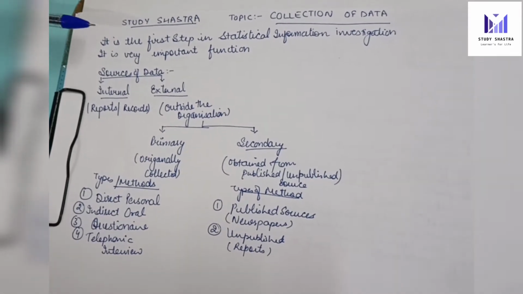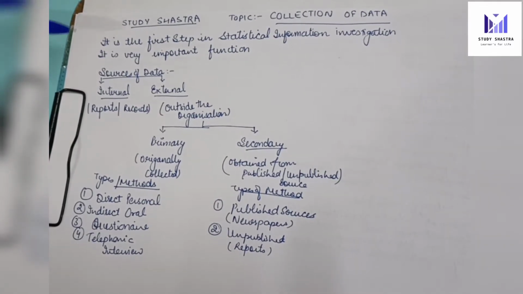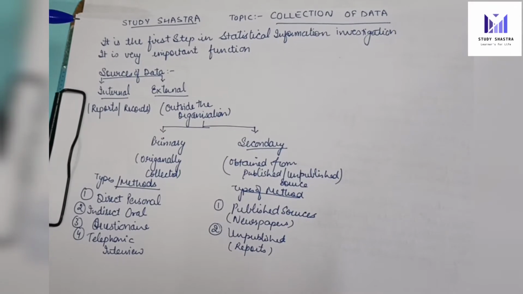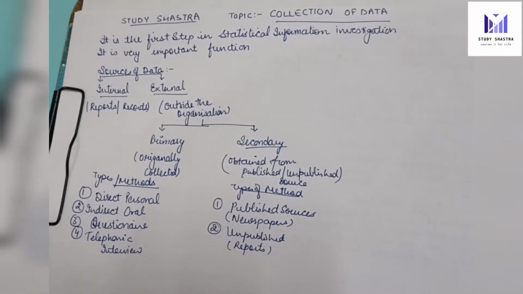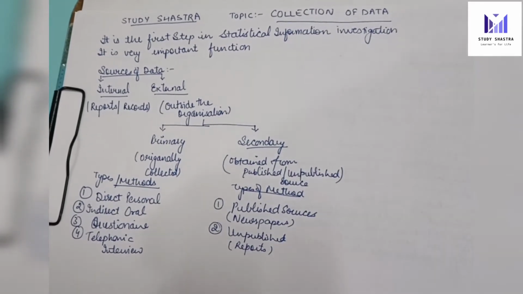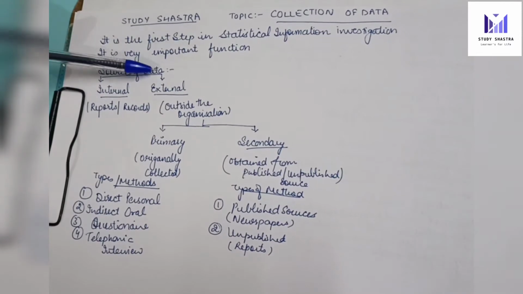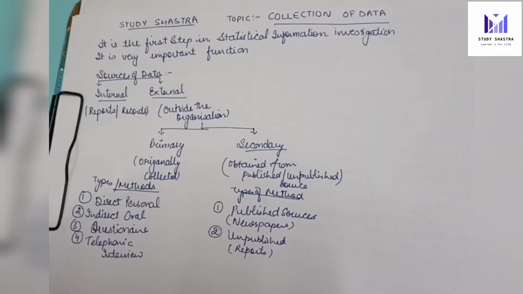Students, collection of data is the first step in the statistical investigation for finding information. If we are studying some topic, then we have to collect the data. That is quantitative data, which means numerical information about that fact. It is a very important function and it includes two sources. First, internal source, and second, external source.